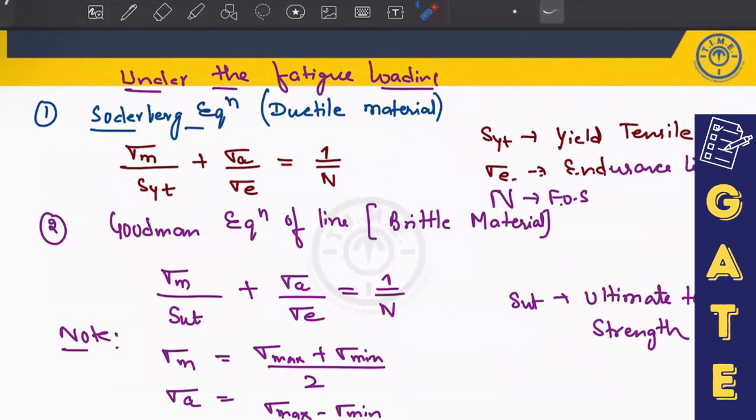In GATE 2025 also they have asked a 1 mark question based on this Goodman. In 2024 they asked a 2 marks question from the SN diagram. I think in 2022 also they have framed one. So this particular topic is very important, the static loading as well as the dynamic loading.